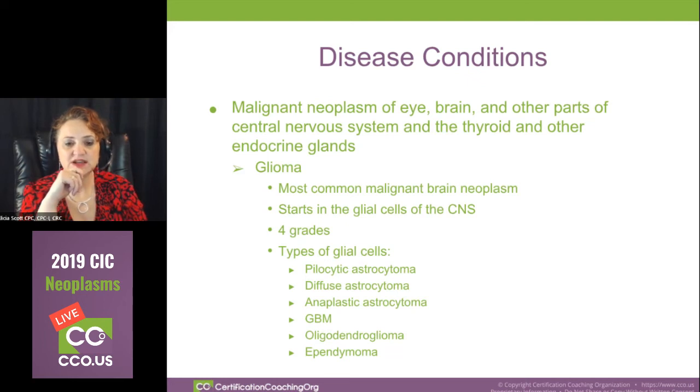The glia cells that are going to have cancer, you can have pilocytic astrocytoma, you can have diffuse astrocytoma, anaplastic astrocytoma, GBM. You can also have oligodendroglioma, which ends up involving the glands. And then you can have ependymoma.